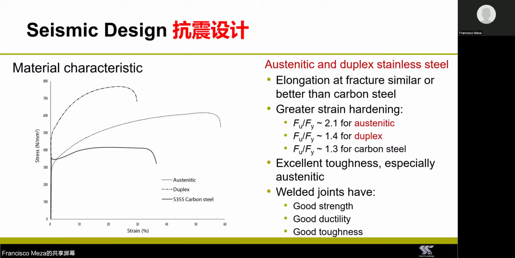So as we discussed last week, the elongation at fracture of stainless steel is similar or even better than that of carbon steel. And stainless steel shows significantly more strain hardening than carbon steel. And this occurs gradually from the onset of yielding without any yield plateau. In addition to this, stainless steel also shows equivalent or better toughness than carbon steel, especially the austenitic stainless steels. And welded joints that are made of stainless steel also show good strength, which is all good for seismic design.